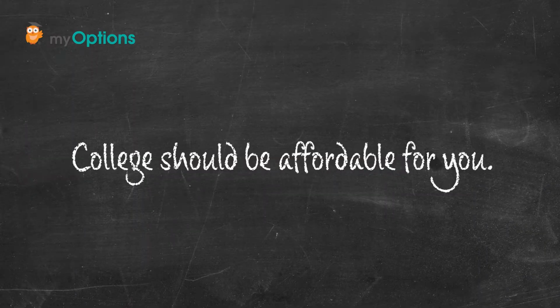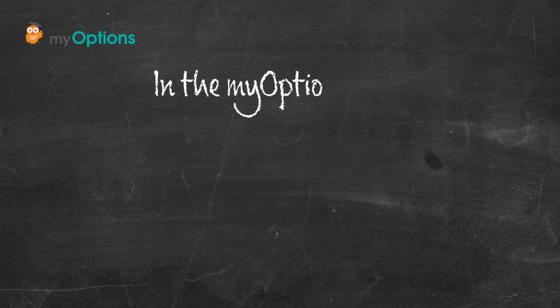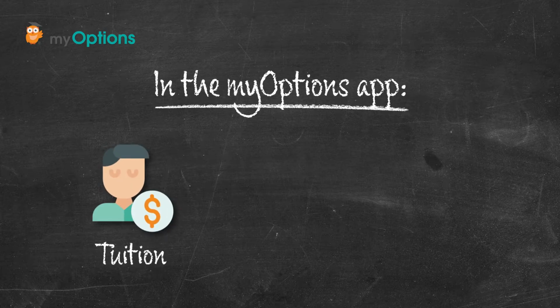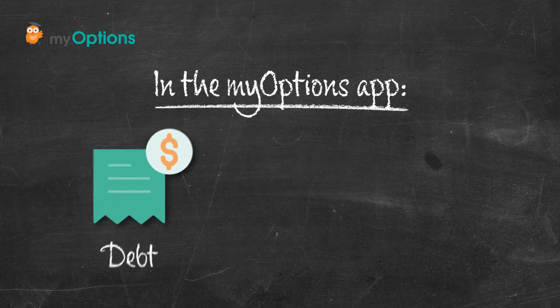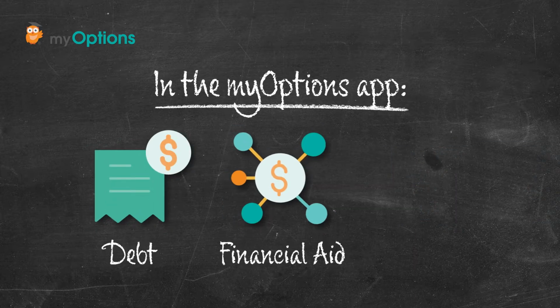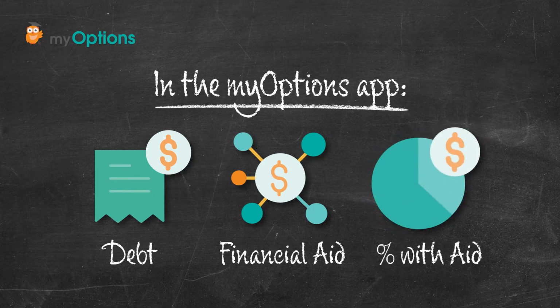Finally, don't forget that a college should be affordable for you. Within the My Options app, you can see the cost of tuition, room and board, and other expenses. You can also see the average debt of a graduate, the average financial aid awarded, and the percentage of students that receive financial aid. This can start to build a picture of affordability for you.